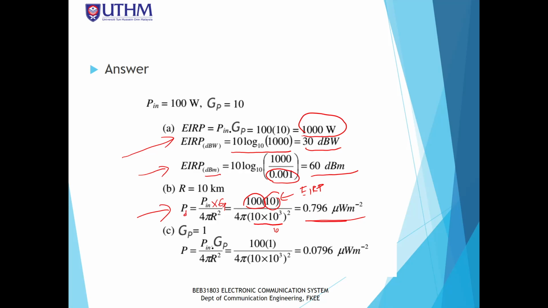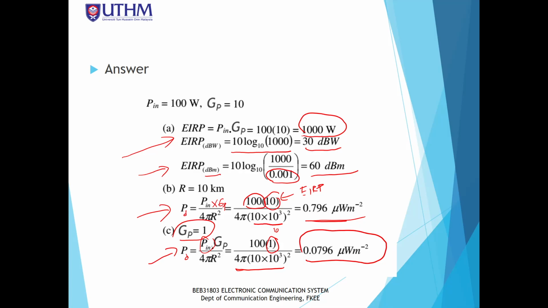So you see that here the gain now becomes 1. The power density is equal to P input, we supply the same input power, multiplied with the gain, which is equal to 1 for the isotropic radiator, divided by 4 pi r squared, same distance. So you see that we achieve a smaller power density, 0.0796 microwatt per meter squared. Lebih kecil daripada yang sebelumnya. 10 kali ganda lebih kecil. Why? Because of the gain.